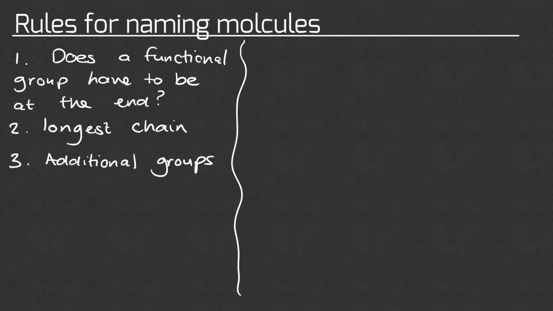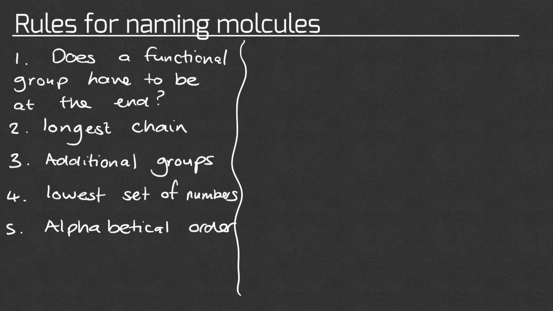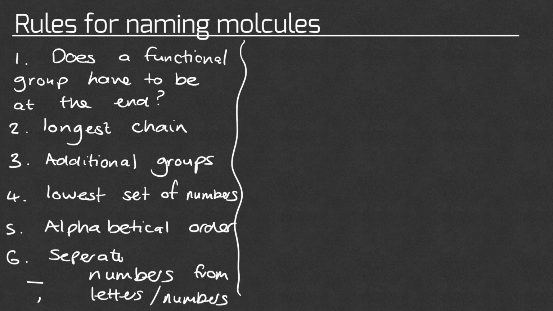You then need to identify and name where any additional groups are and where they are on the carbon skeleton. Make sure how you number the skeleton is arranged so you use the lowest set of numbers possible, like we looked at earlier. Then make sure all the functional groups are added to the name in alphabetical order. And finally, use a dash to separate a number from a letter in the name, and use a comma to separate two numbers in the name. We'll look through some examples of these now.